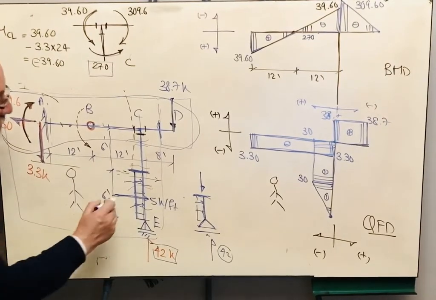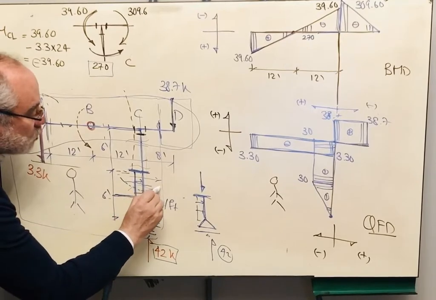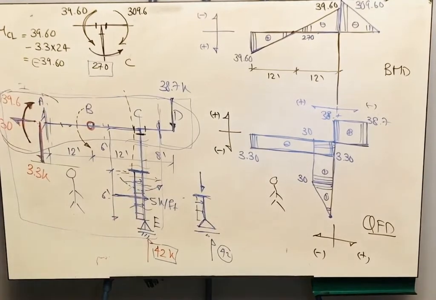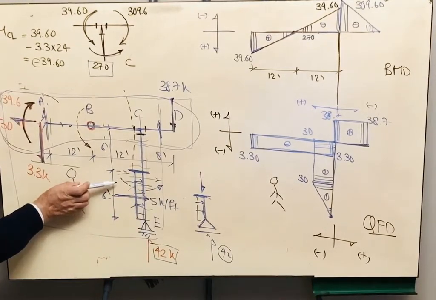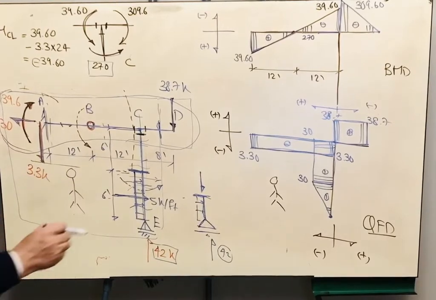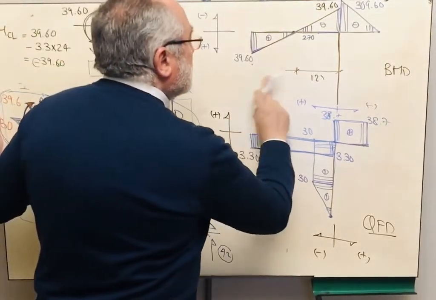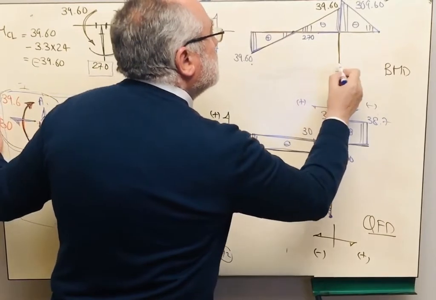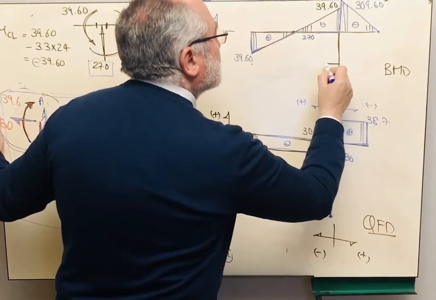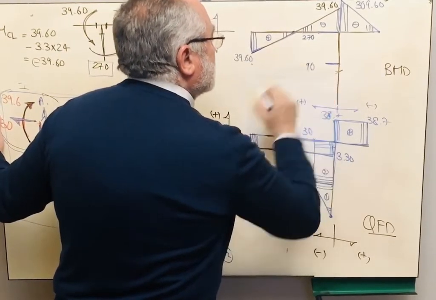And what will be the direction of the moment? It is rotating like this, so the tail of the arrow is on our left hand side. Therefore we are going to draw here on this side the 90.